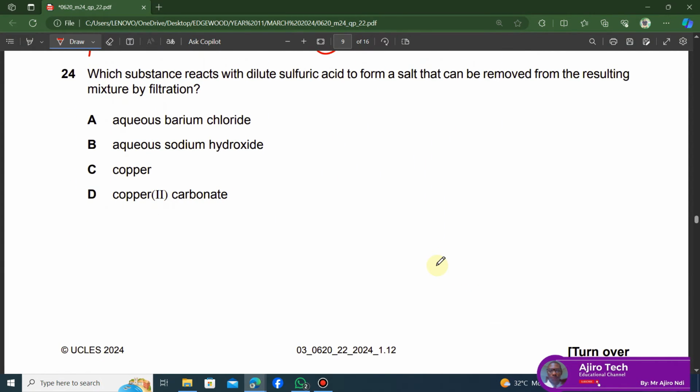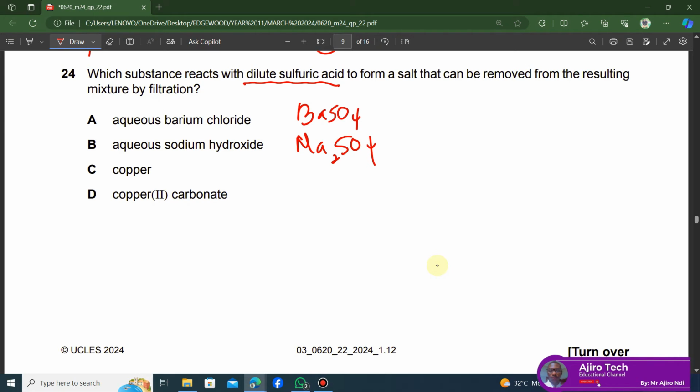24. Which substance reacts with dilute sulfuric acid to form a salt that can be removed from the resulting mixture by filtration? All right, so this is the acid. So we are reacting each of these compounds with this acid. If you react aqueous barium chloride with sulfuric acid, you're going to form a salt, barium sulfate. If you react aqueous sodium hydroxide with dilute sulfuric acid, you're going to form a salt, ammonium sulfate.